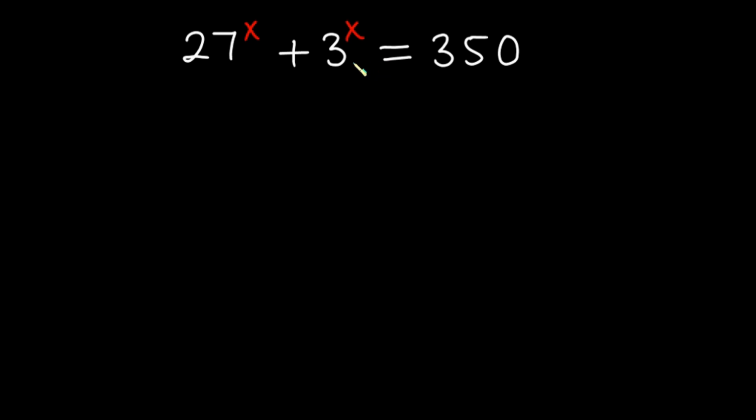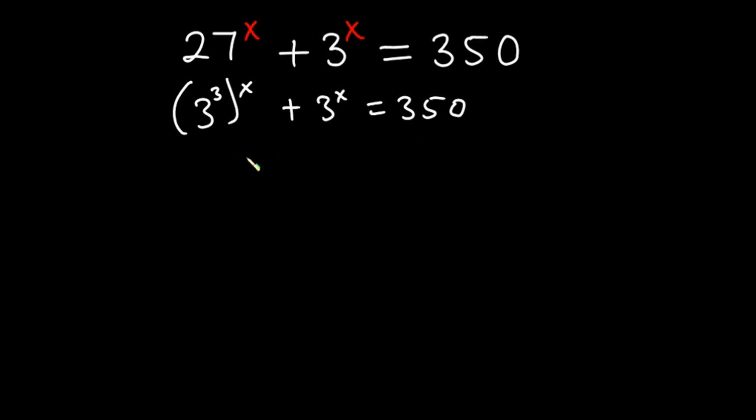First, we're going to make the bases on the left hand side of the equation the same. So what it means is that we're going to change this 27 to 3. And to do that, 27 could be written as 3 to the third power, then all to the power x, plus 3 to the power x is equal to 350.